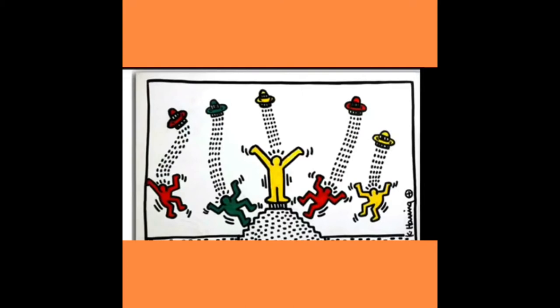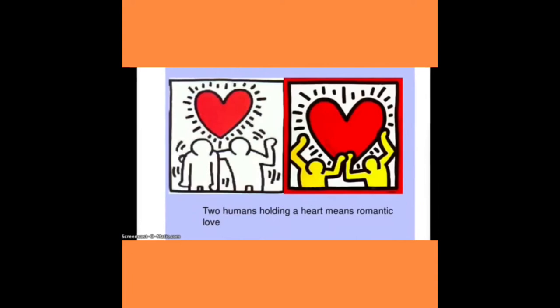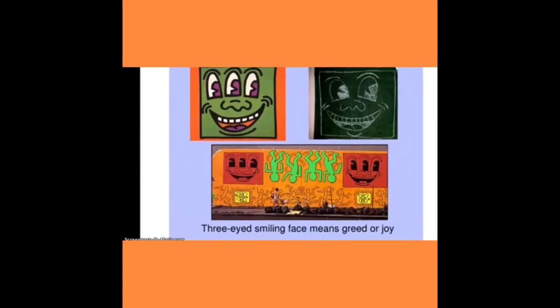The image that we see here, he uses dolphins to symbolize peace and love. He often uses humans holding a heart, which means romantic love. His three-eyed smiley face means greed or joy, and so his work incorporates a lot of meaning and symbolism.